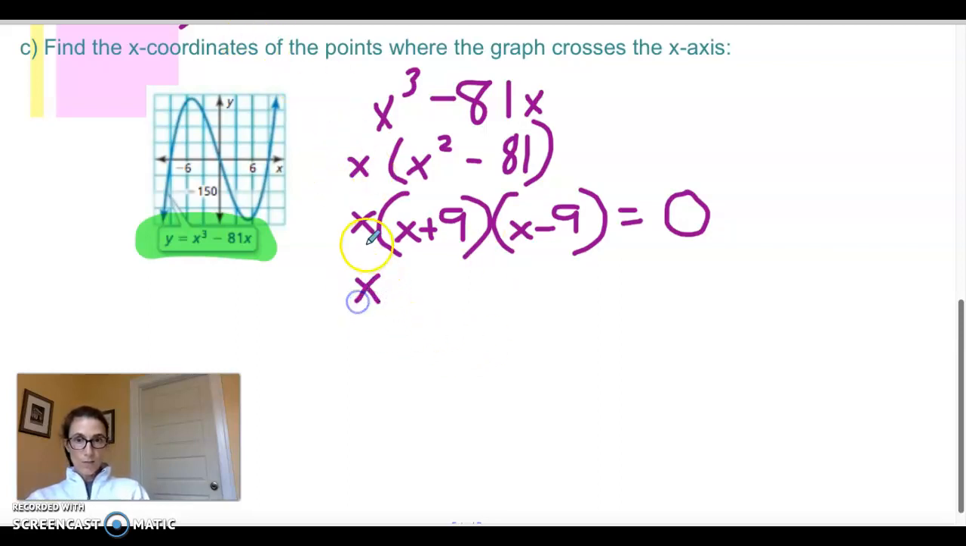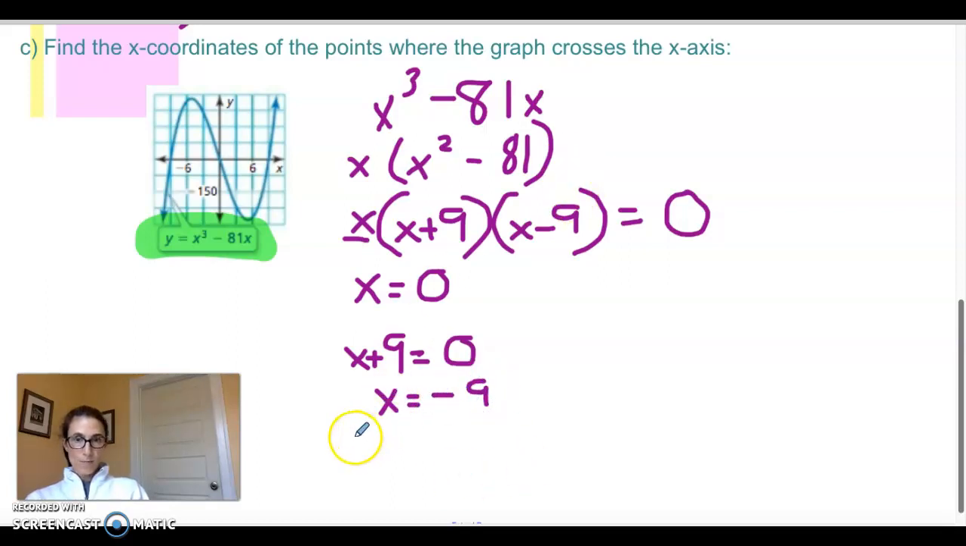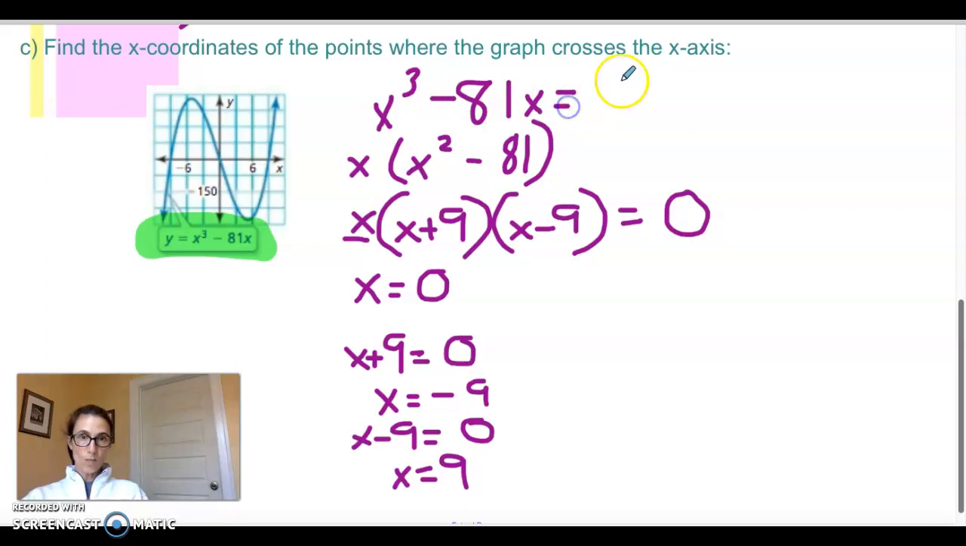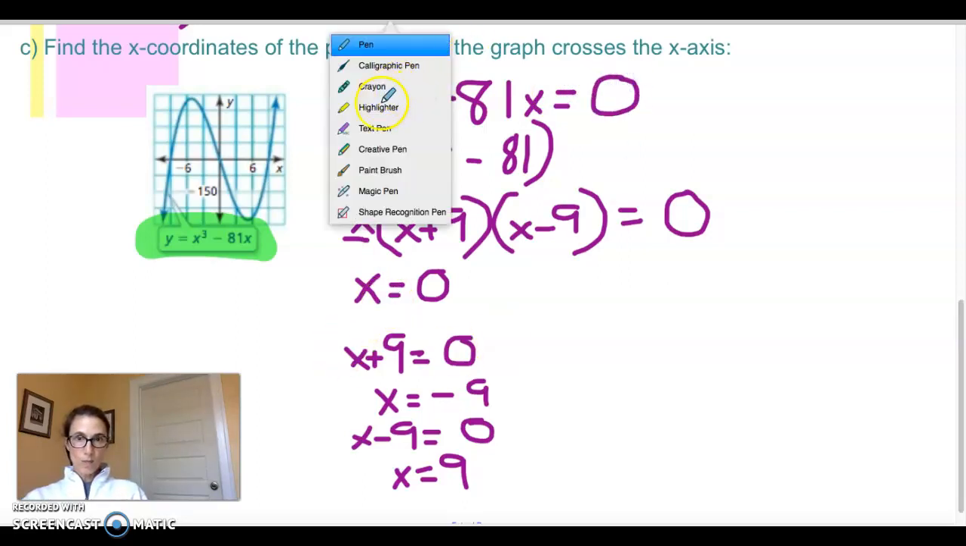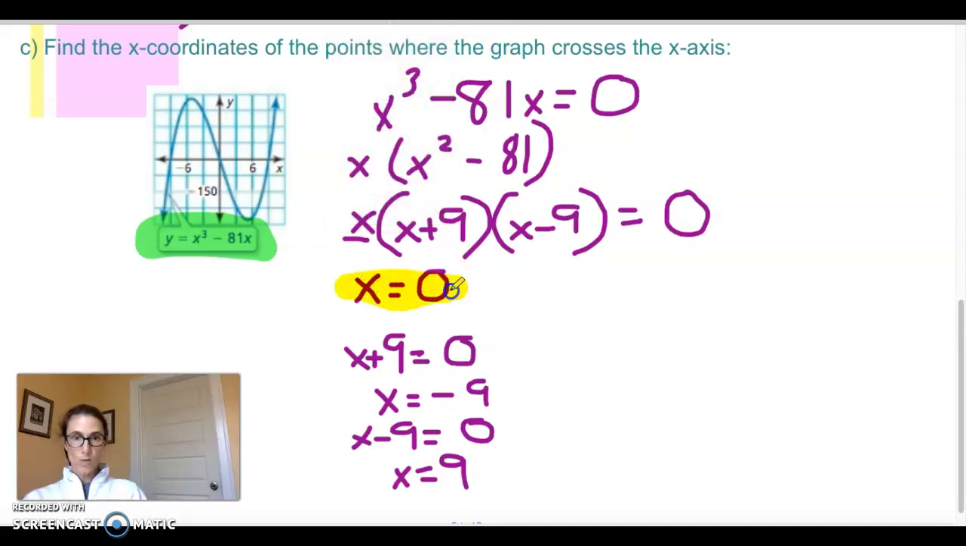So for our first solution, we're using this first factor here: x equals 0, that one's pretty easy, it solves itself. Then we're going to do x plus 9 equals 0. Subtract 9 from both sides and we get x equals -9. All right, and then we have x minus 9 equals 0, so x equals +9. So the three solutions where this equation would be equal to 0 are, let me get out my handy dandy highlighter, x equals 0, x equals -9, and x equals +9.